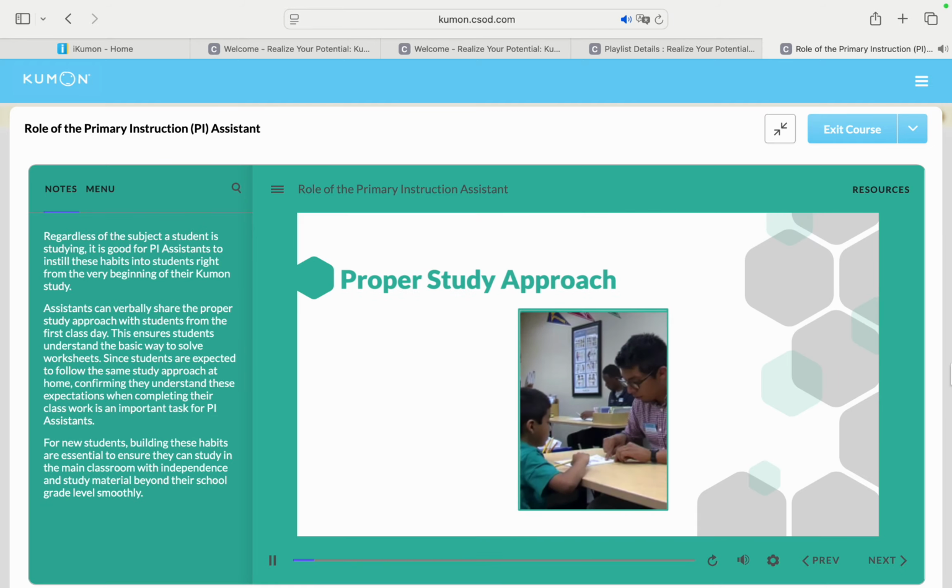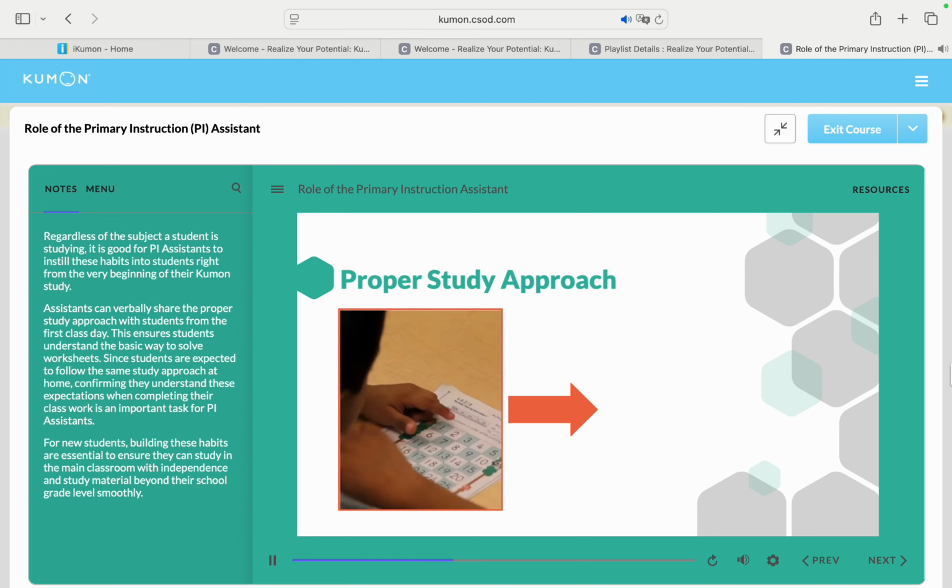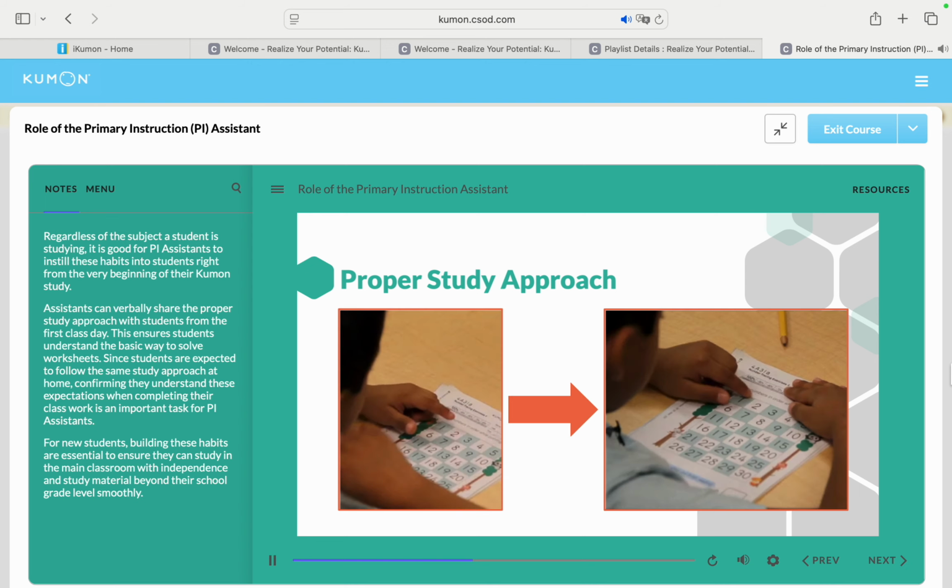Regardless of the subject a student is studying, it is good for PI assistants to instill these habits into students right from the very beginning of their Kumon study. Assistants can verbally share the proper study approach with students from the first class day. This ensures students understand the basic way to solve worksheets. Since students are expected to follow the same study approach at home, confirming they understand these expectations when completing their classwork is an important task for PI assistants.